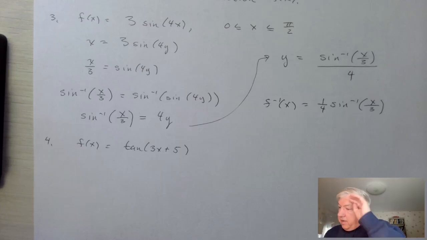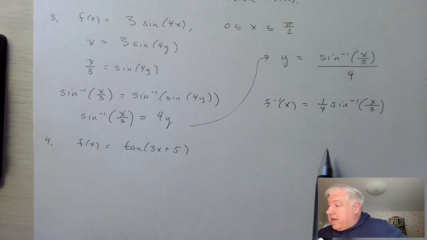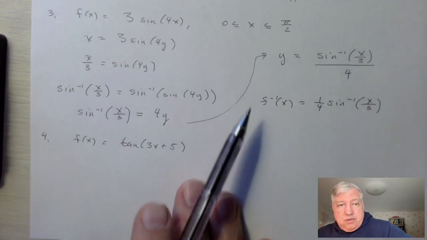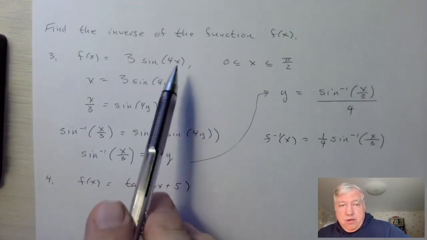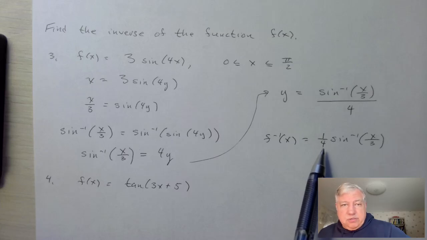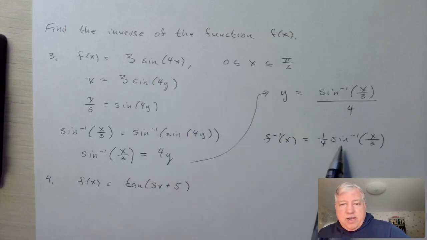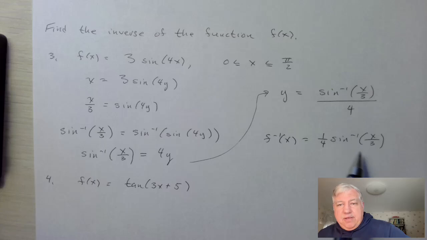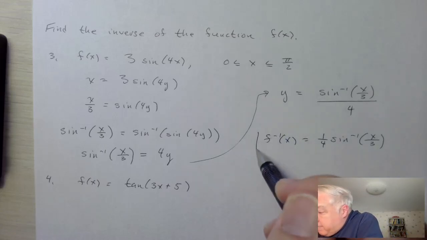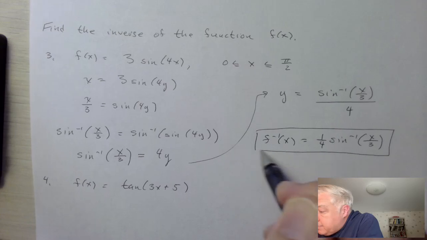Then you can go ahead and check that if you plug this in here, the first thing that happens is that the 4 and 1/4 will cancel, then the sine and the inverse sine will cancel, and then finally the 3 and the 1/3 will cancel. So that should work. There's your inverse function here.